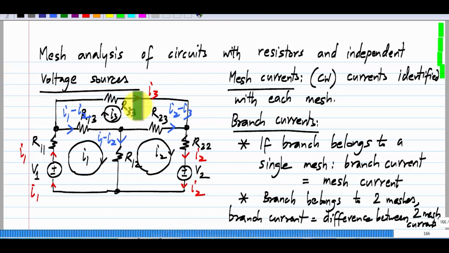Now one difference though is that unlike node voltages, the mesh currents may not represent a current flowing anywhere in the circuit. Node voltages you can always measure with a multimeter. Let's say you have a voltage between some node X and the reference node. You take a voltmeter and place it between node X and the reference node, and you will measure that voltage. Now if you have a mesh current, then that may not be any of the branch currents. That current may not be flowing anywhere in the circuit, right?